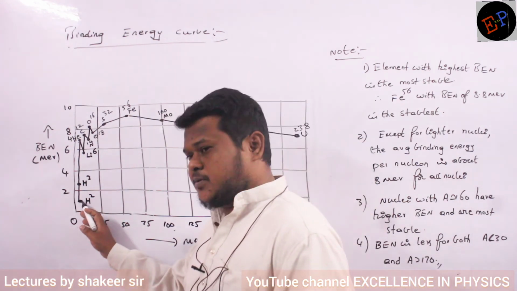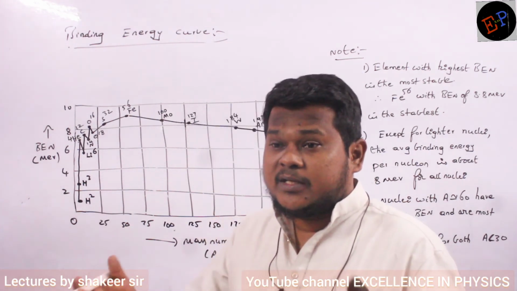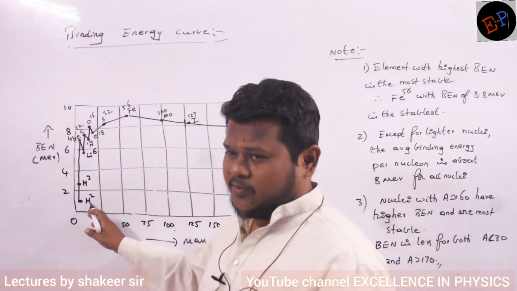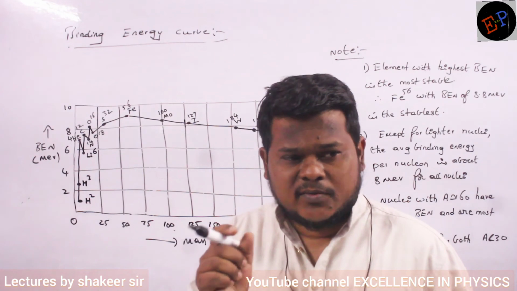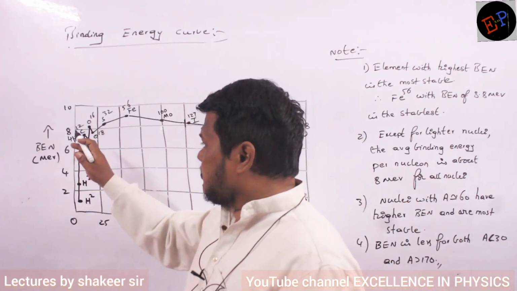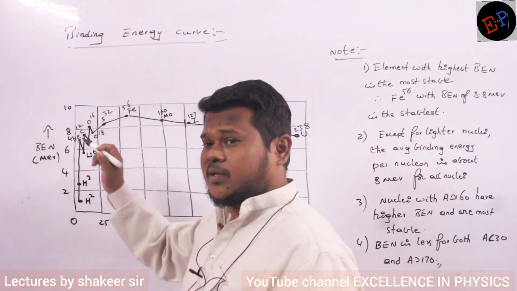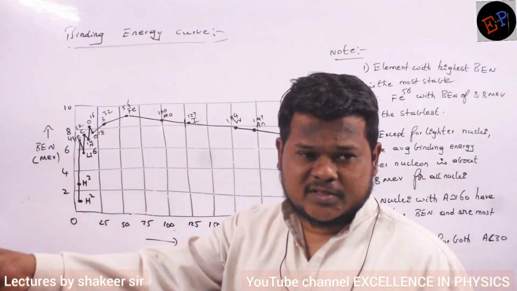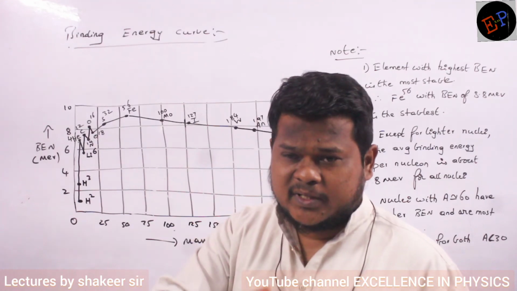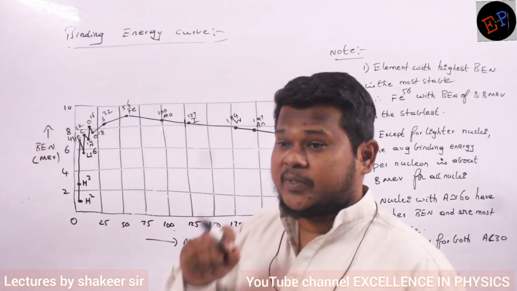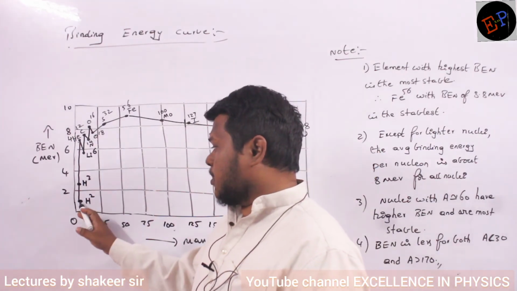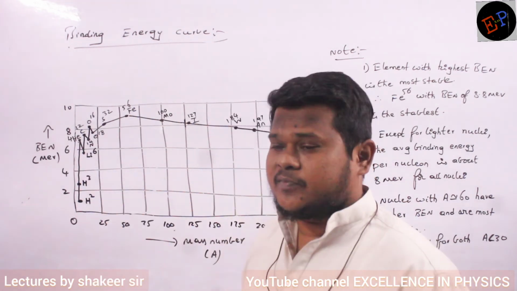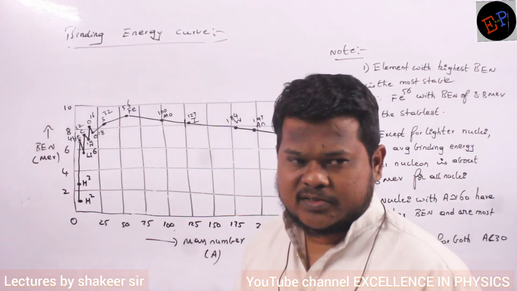When two hydrogens combine to become helium, hydrogen has the lowest BEN. Hydrogen BEN is very less. But you see the BEN of helium, it is very large. So when lower BEN converts into higher BEN, will energy be released or absorbed? Energy will be released. So therefore, when two hydrogens combine to become helium, a very huge amount of energy will be released. Are you able to understand?